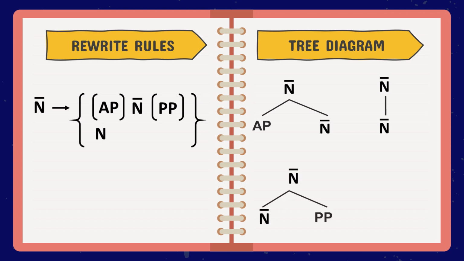An N-bar consists of an N-bar and a prepositional phrase. Lastly, an N-bar consists of N.